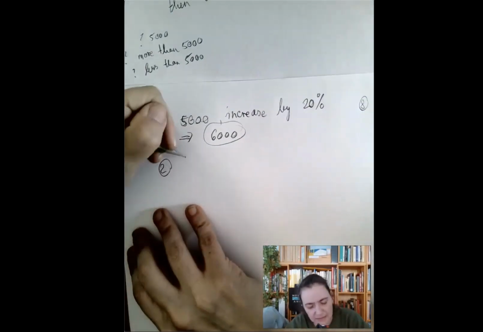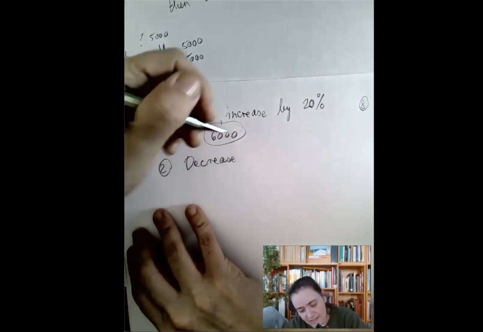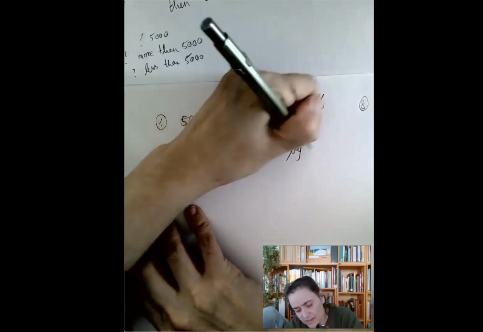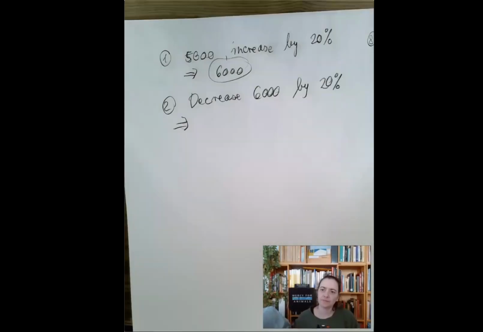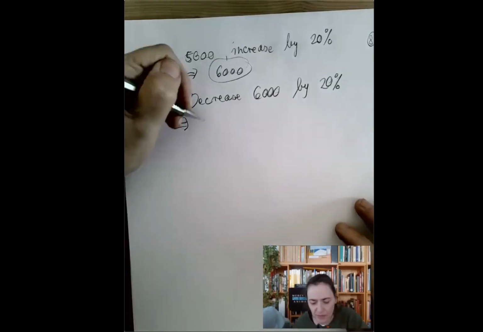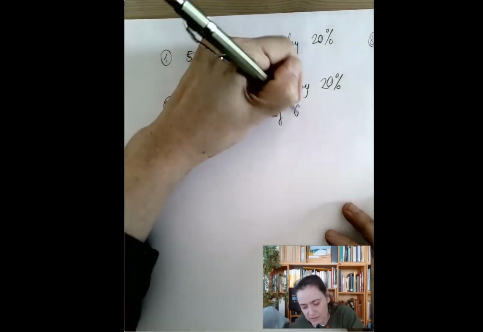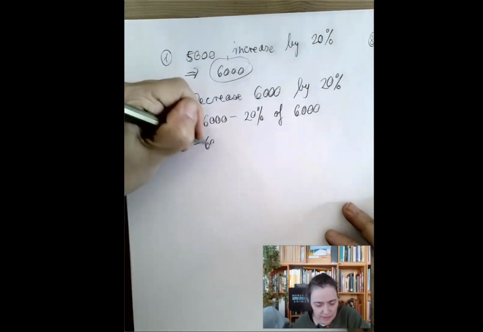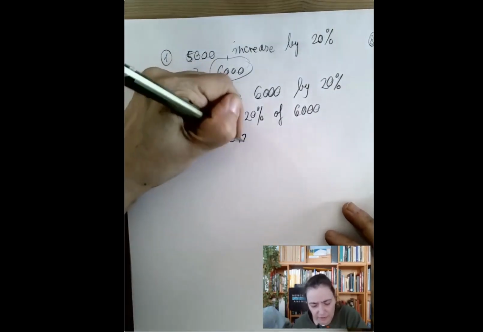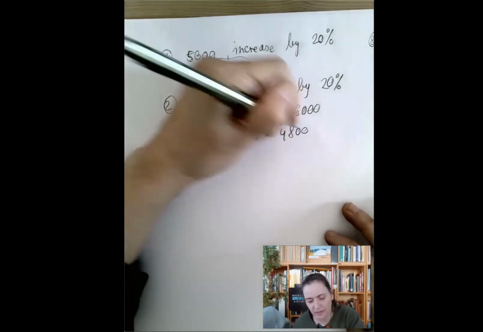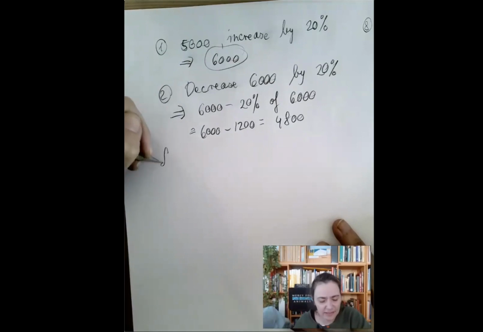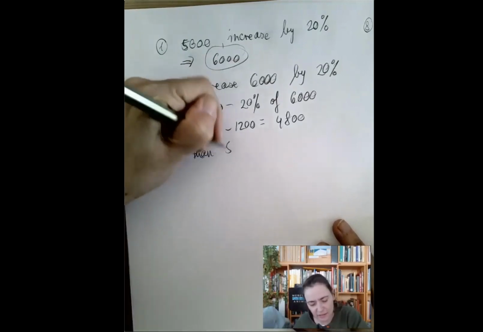Now, decrease 6,000 by 20%. So we went below 5,000 because the second decrease was based on a bigger number. The second decrease was bigger than the increase was before. 6,000 minus 20% of 6,000, that's 1/5, minus 1,200, right? Equals 4,800. Okay, so we landed on less than 5,000.